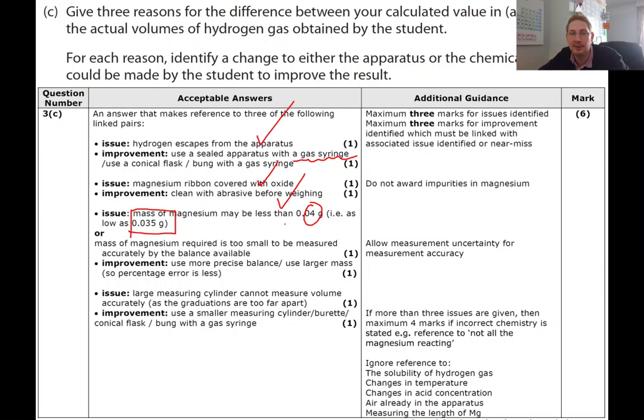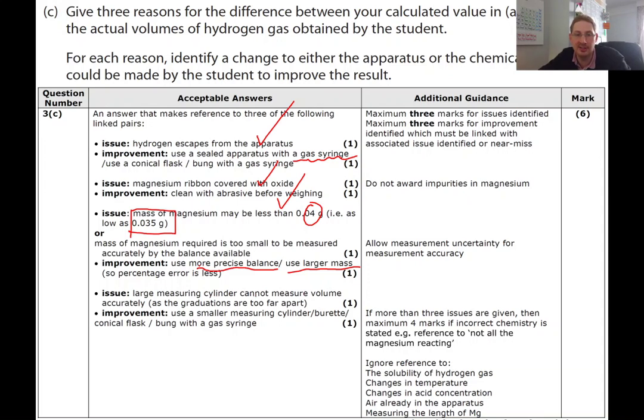If you look at that, that is 1 in 8. So that's over 10% error just in the mass of magnesium, because we need to use, and this is right, a more precise balance or a larger mass of magnesium. We need to minimize the percentage error in weighing.